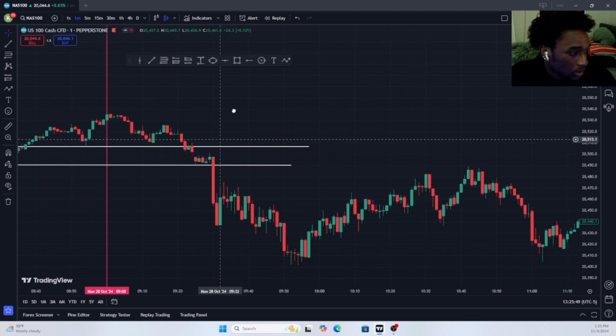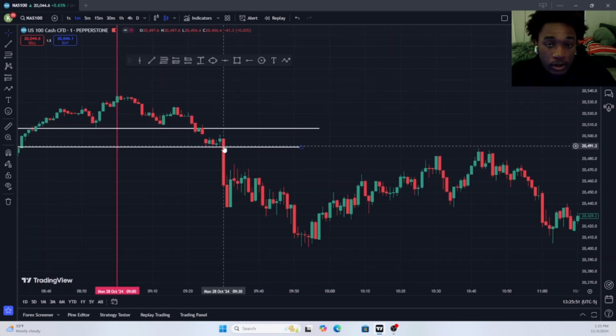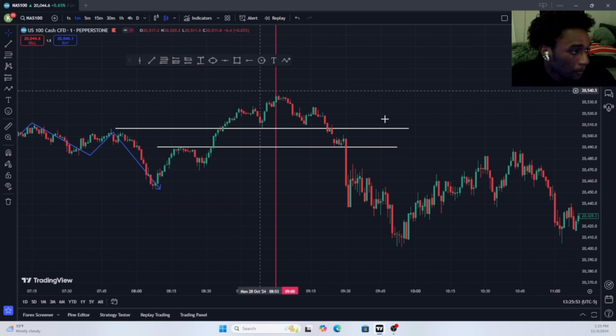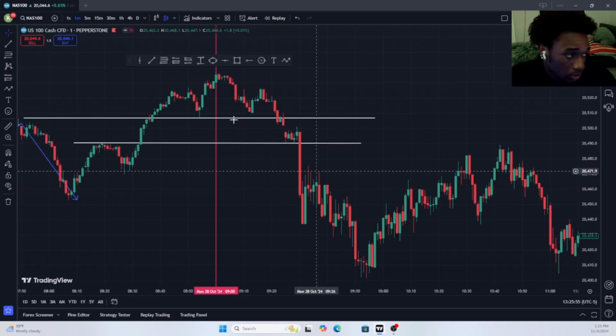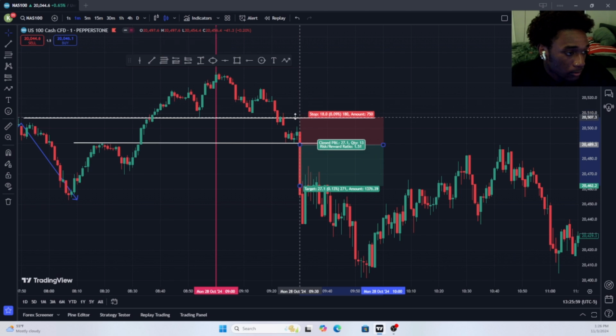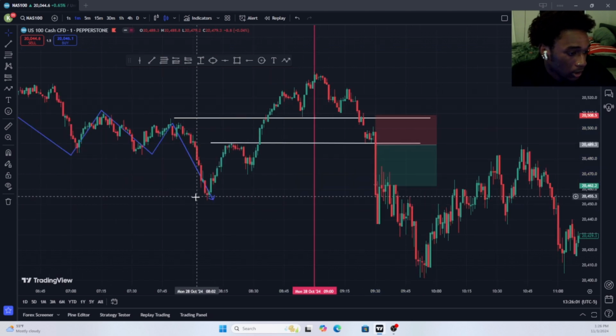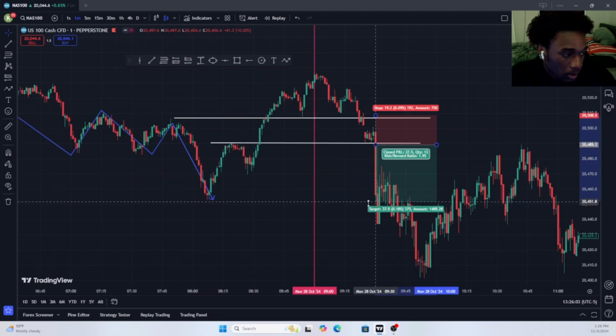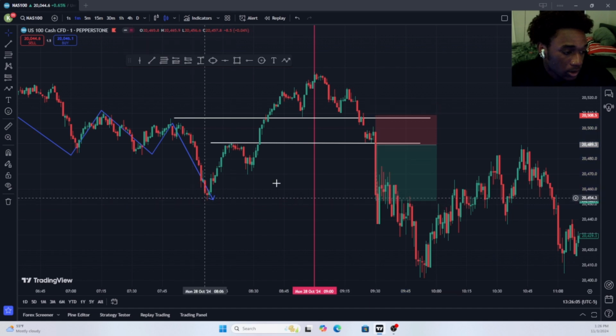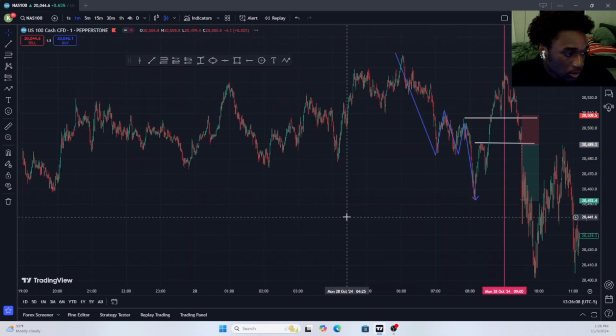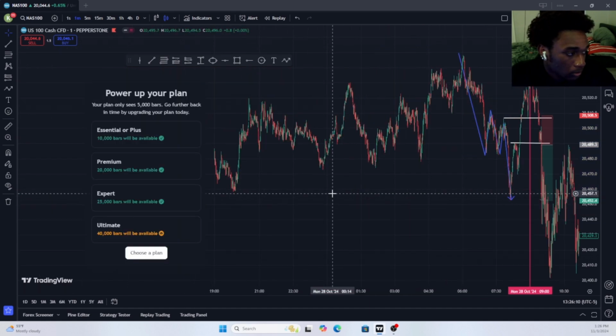Now, as you guys can see, we had a breakout at 9:30. That is exactly what we're looking for. I would have entered as soon as we got the breakout on the sell side, enter right here, put my stop above the recent zone, and I would target these lows right here. And we would have absolutely cashed. That would have been a 1-to-1 risk to reward.